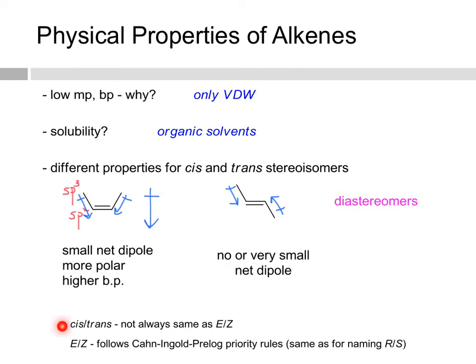Just a note, cis and trans is not always the same as E and Z. E and Z is the terminology that's used for IUPAC nomenclature of alkenes, and it follows the Cahn-Ingold-Prelog priority rules, which is the same rules that we use for naming R and S stereoisomers.